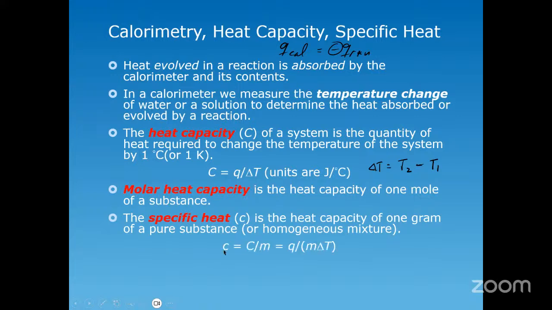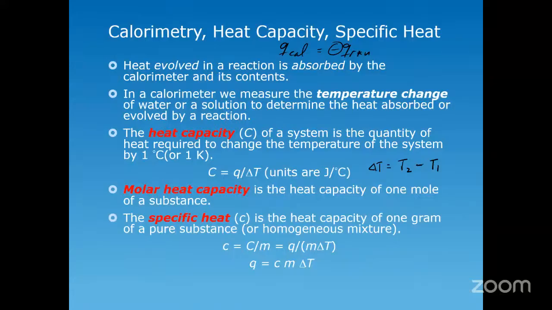So basically, the specific heat, which by the way is represented by lowercase c, is equal to the heat capacity, which is represented by uppercase C, divided by the mass of the substance. Another way of stating it is Q divided by M times delta T, or you can rearrange it to get Q is equal to C times M times delta T, right? Now, Q is the heat change, C is the specific heat, M is the mass, and delta T is the change in temperature. Again, it's final minus initial.